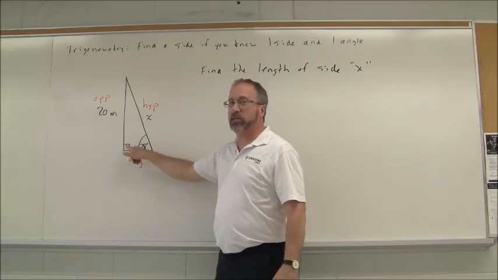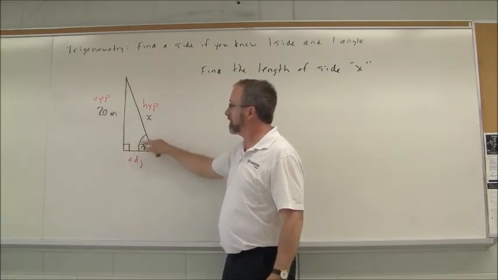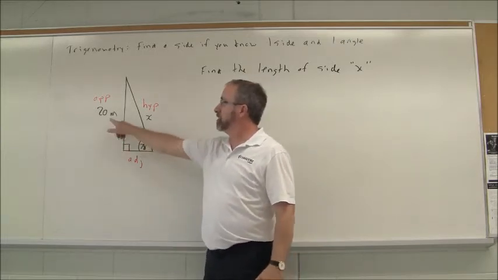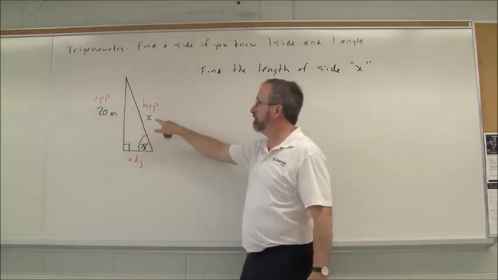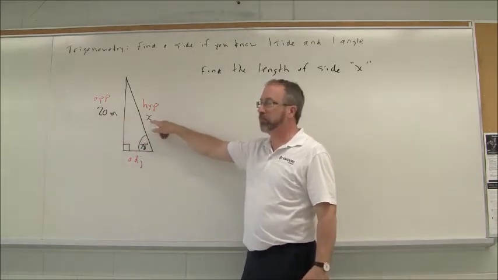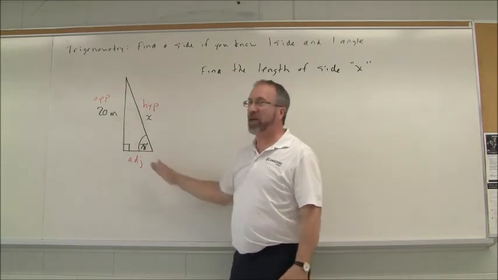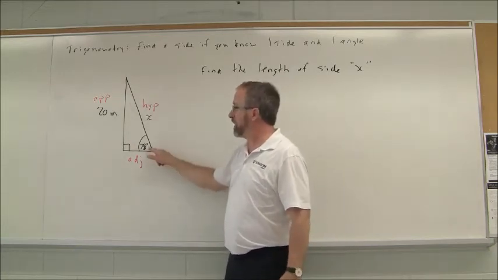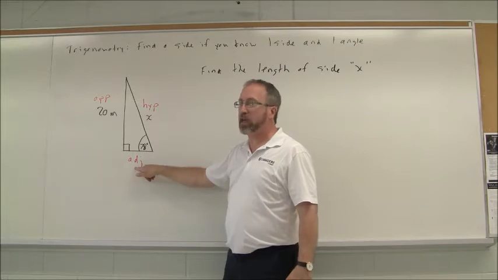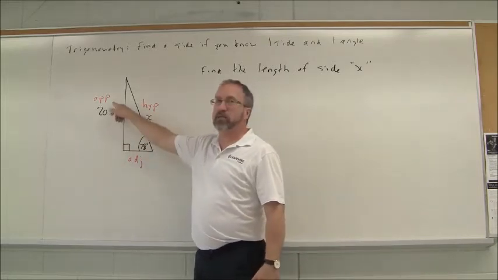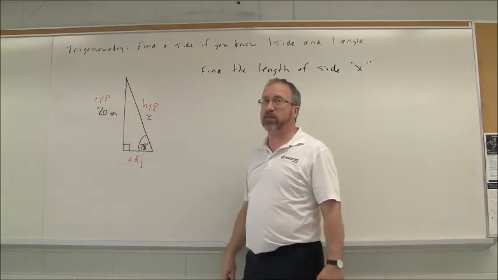We've got a right angled triangle. This angle is 78 degrees. This side is 20 meters long, and we want to find out how long that side is. Now, one of the first things I'd recommend you do is that you label the triangle. From this angle's perspective, this is the adjacent side, that's the opposite side, and that's the hypotenuse.